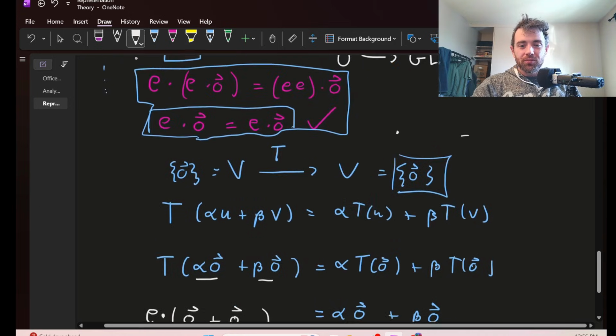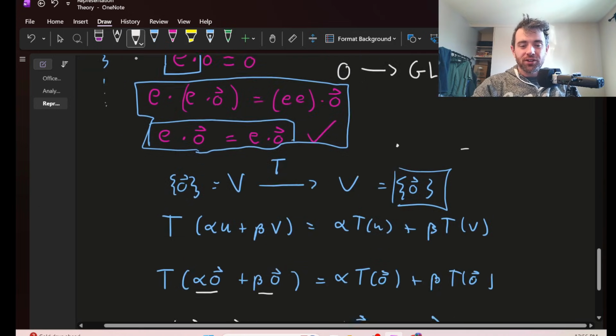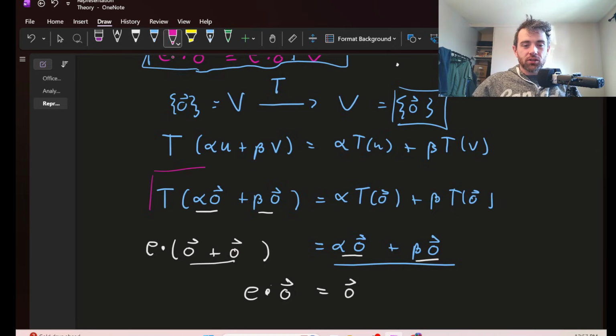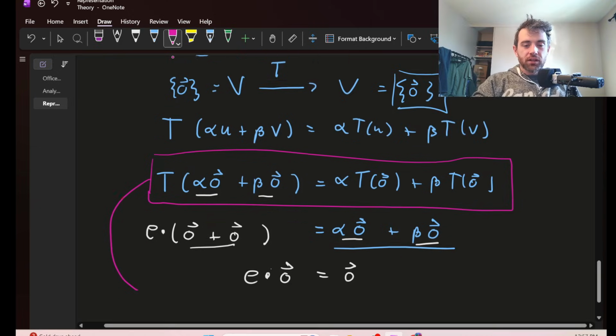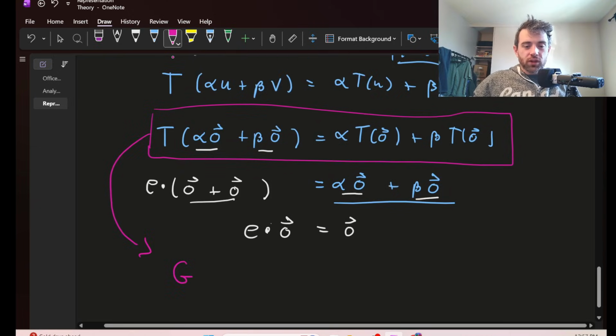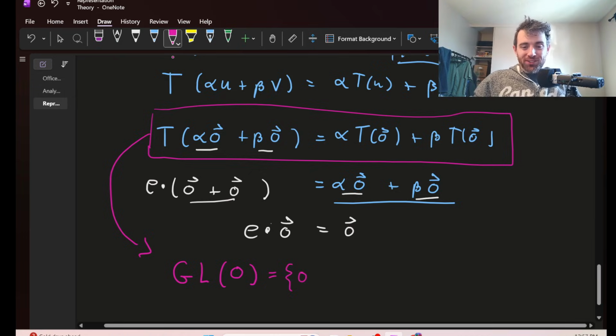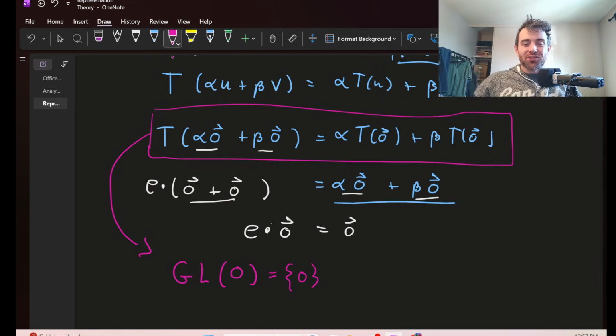So really this is linear. And by the way, if we carry out this exact same computation, we find that the only linear transformation of this vector space, so GL, the invertible linear transformations of the zero-dimensional vector space, really just contains one thing, and that is the zero map. There are too many zeros, really abusive terminology here, but sometimes we call this the zero map, which sends every vector to zero.